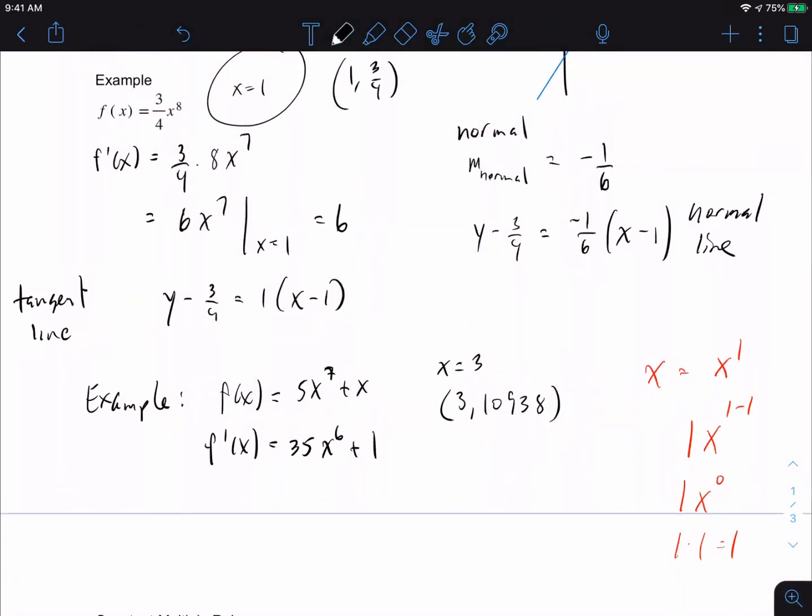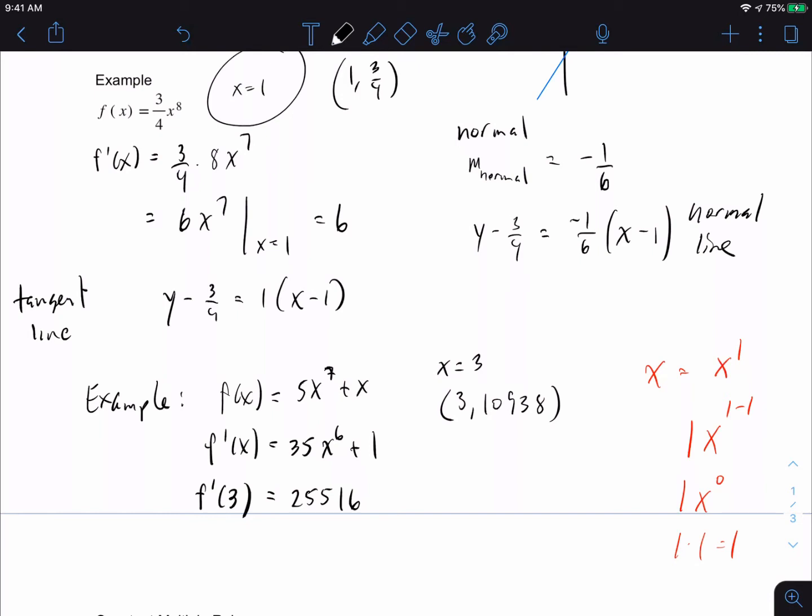Okay. Now we need to evaluate this at 3. So I'm going to go 35 times 3 to the 6 plus 1, which is 25,516. That's f prime of 3. So that's our slope. That's a steep slope when x is 3.